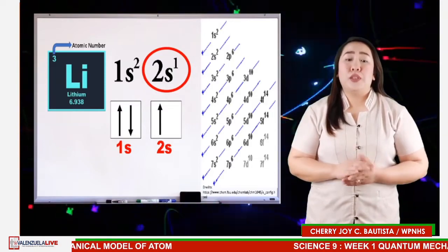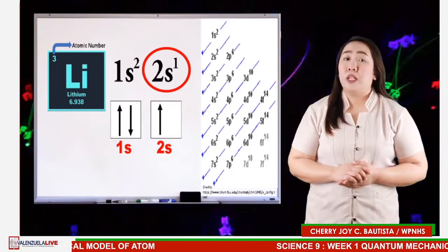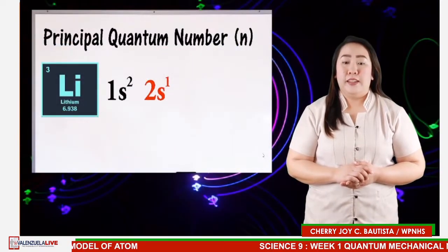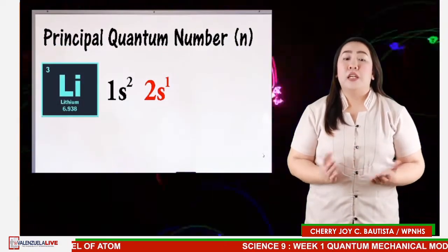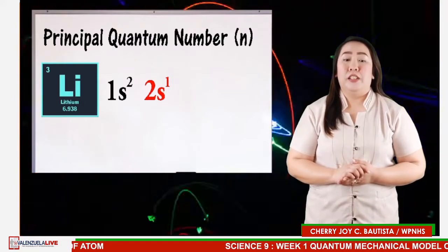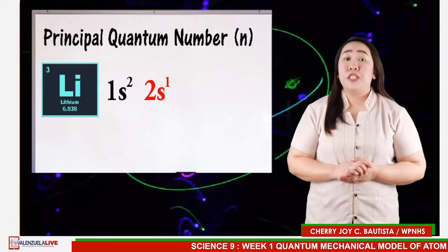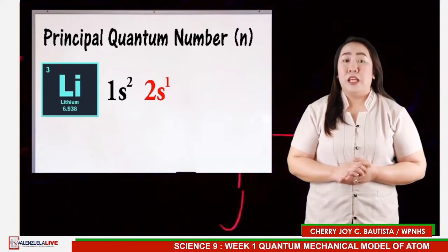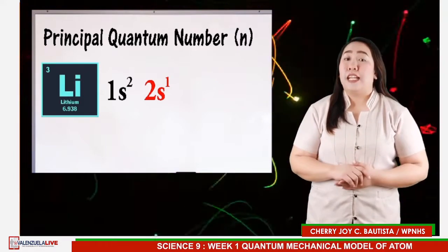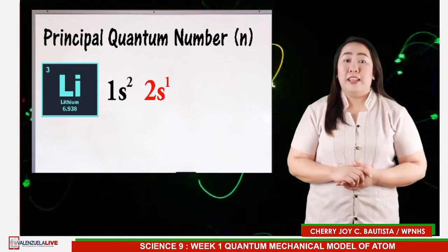The first quantum number is the principal quantum number n. It corresponds to the energy level. This one is very easy because the first number is the n. Therefore, in our example, n is 2.